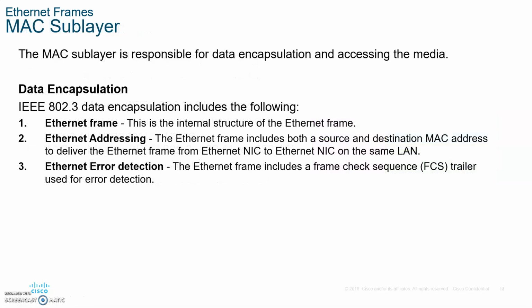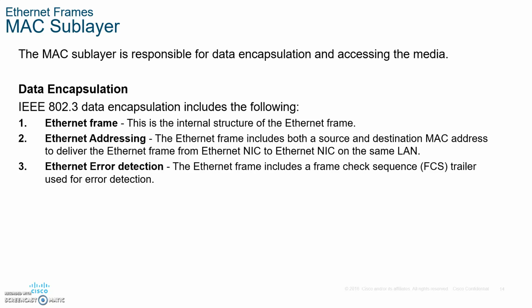So what does the MAC sublayer do? He's going to take the frame, and the first thing he's going to do is put the MAC addresses on there, Ethernet addressing. He's going to put the source MAC address. Where does he get the source MAC address from? He gets it from his NIC. And he is going to put the destination MAC address on the frame.